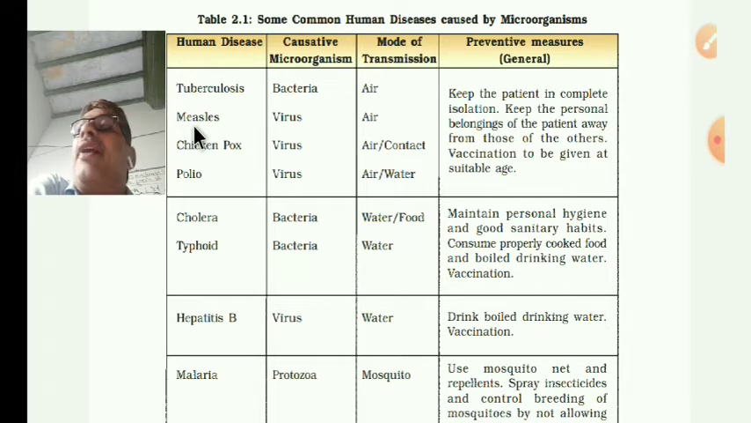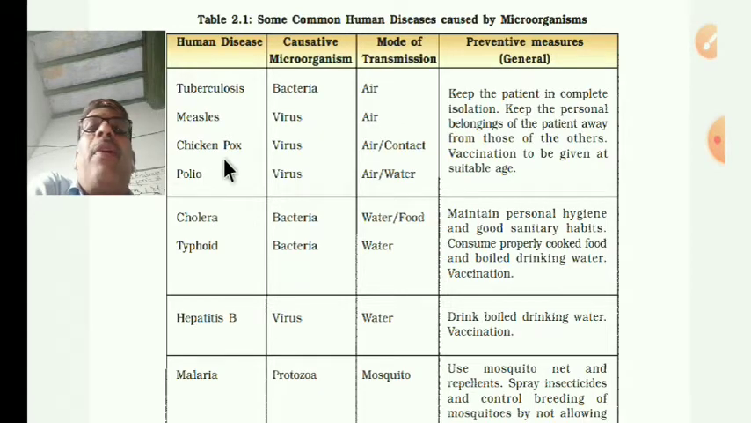Then next one is measles. This is also caused by viruses. And the symptoms are red skin, rash, fever. Okay, these are the symptoms. And the mode of transmission is through the air.